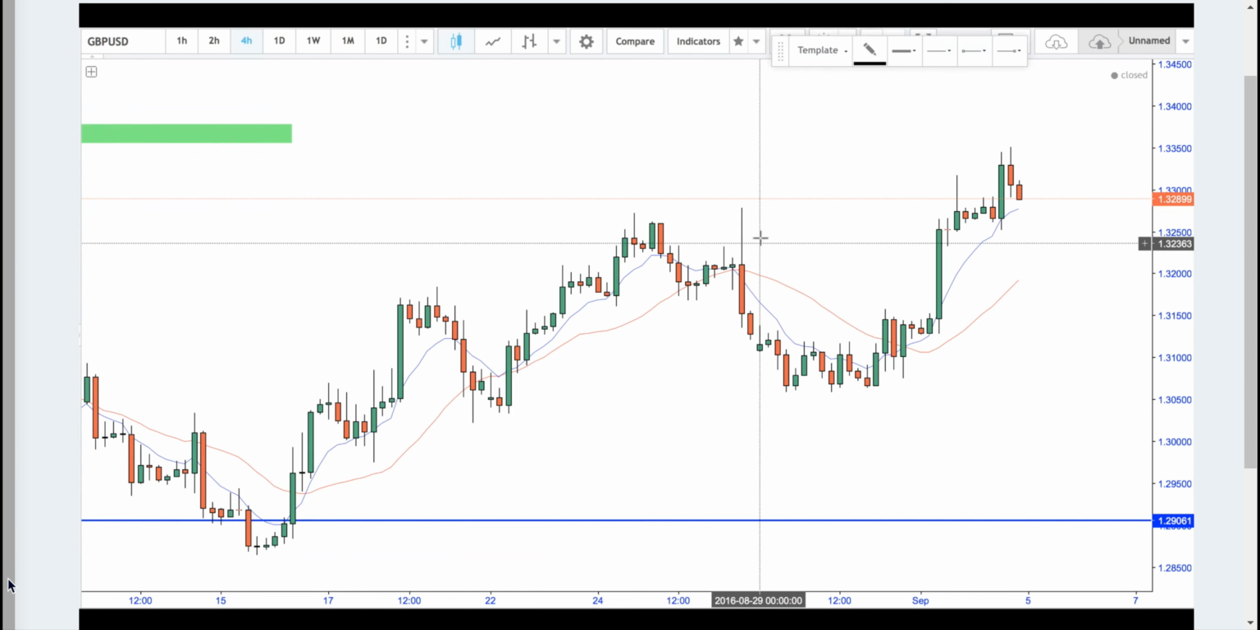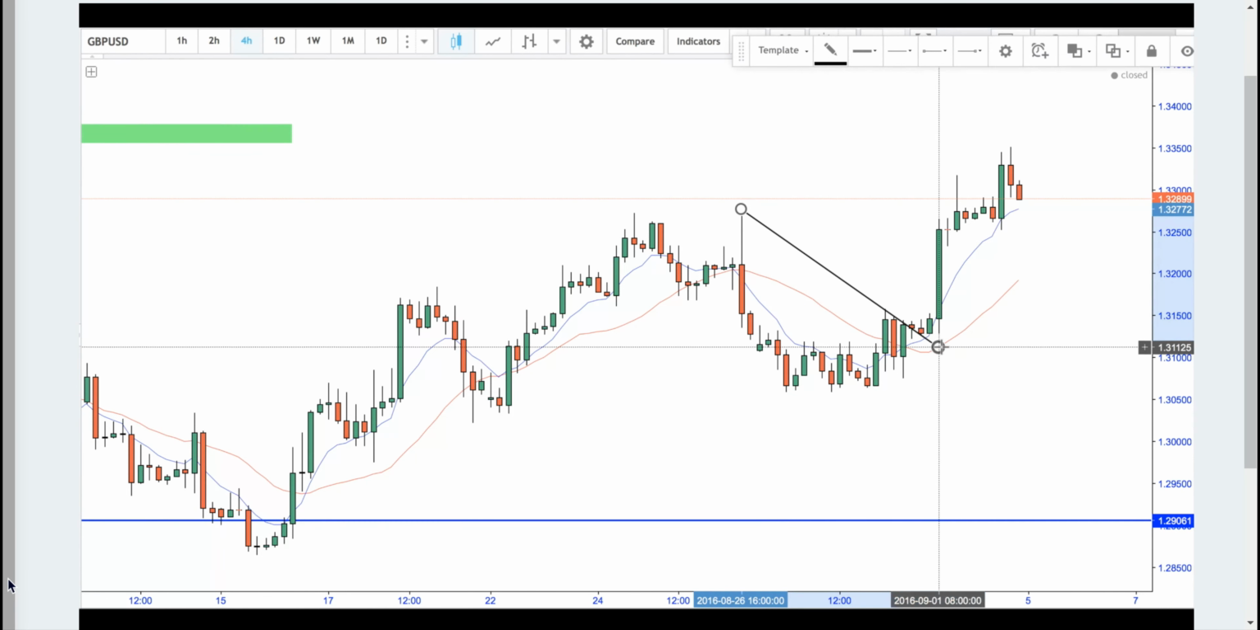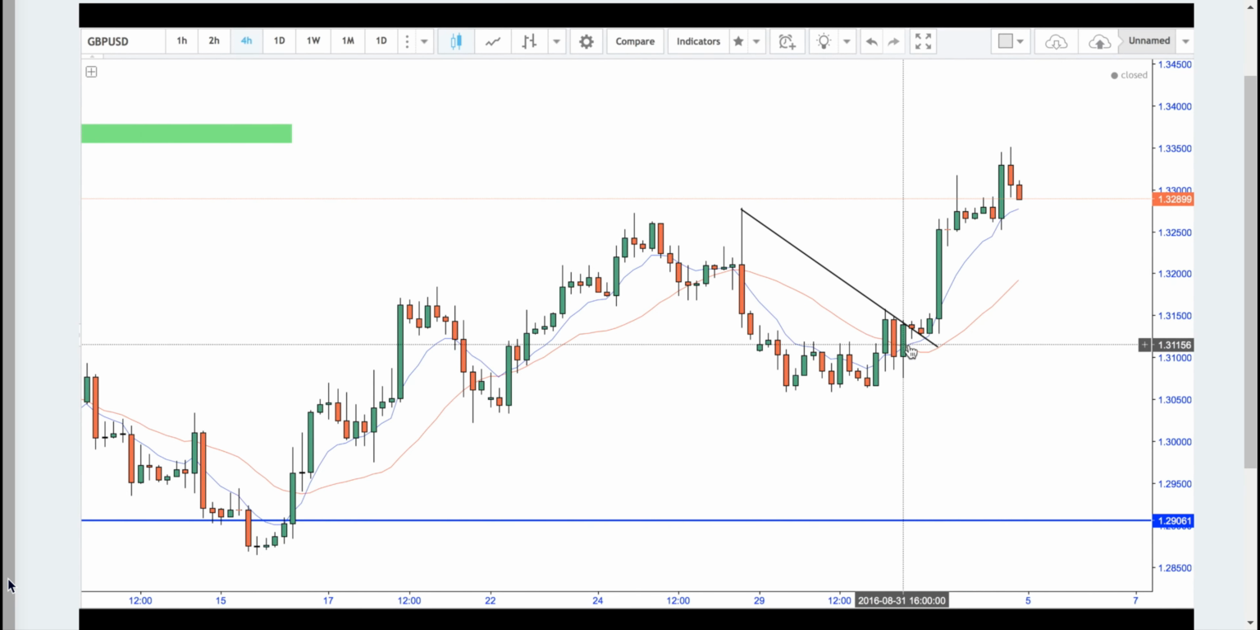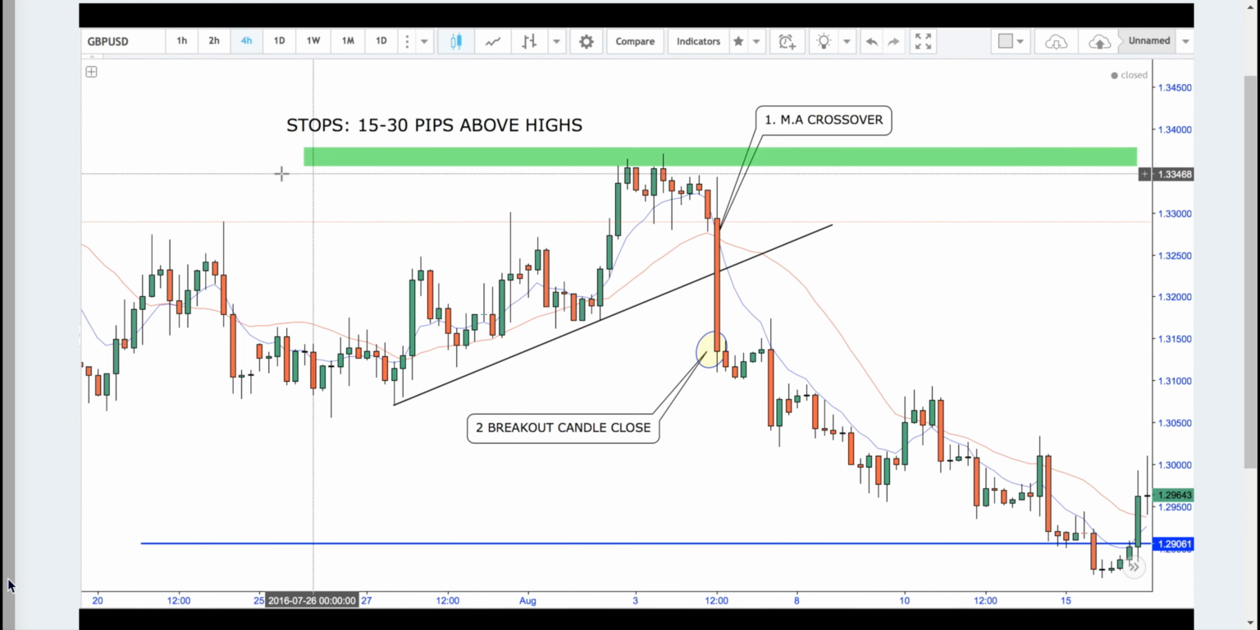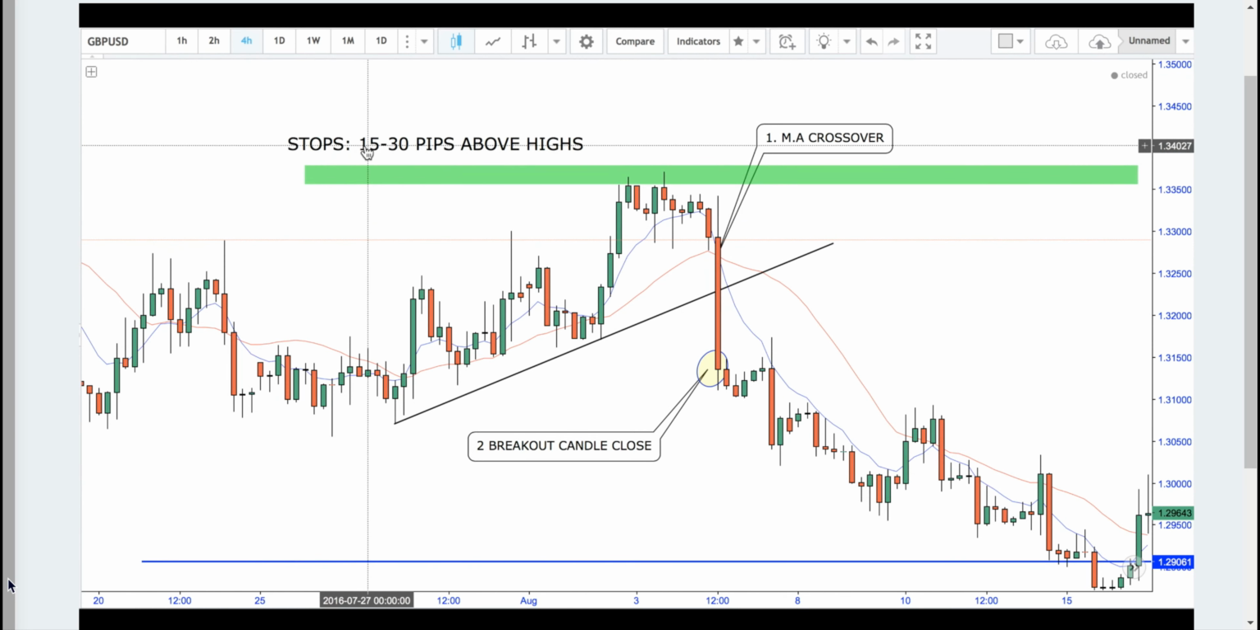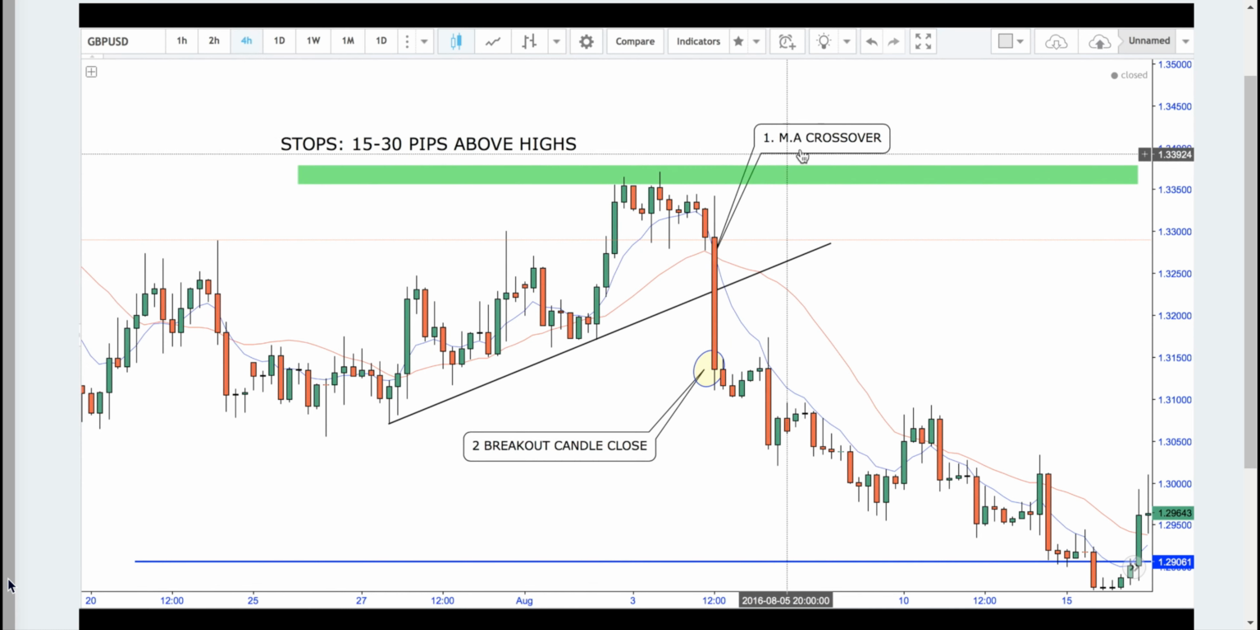So even if you went a little bit deeper into this, this is a counter trend line move there, got the crossover and a little breakout here, nice stop tight above the last high or low in this formation. We'll get into that in the next video. But generally speaking, we're looking at stops 15 to 30 pips above the highs or lows, looking out for the moving average crossover and then the breakout close as well.